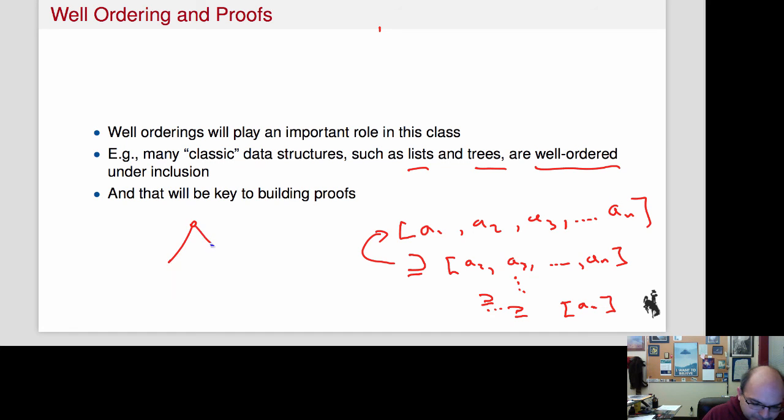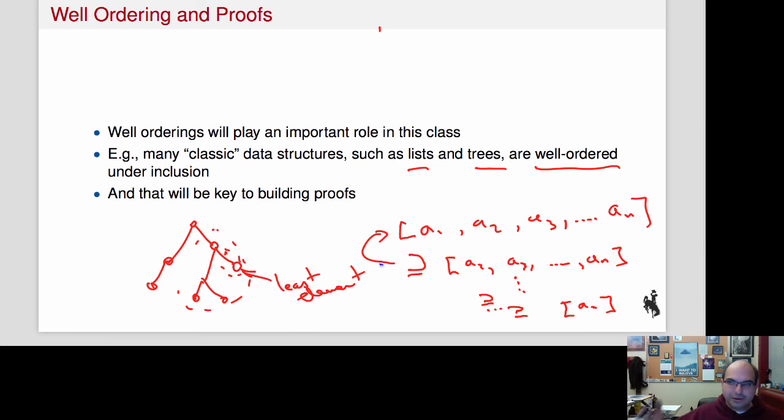Think of trees. I'm going to have a finite tree. Again, we have this property. Here's a subtree, and it's smaller than that one. Here's a subtree of that one, and I finished. I got to the leaf. There are no more subtrees. That's as small as you can get. Here is a least element. And there are no infinitely descending chains because our trees are finite.